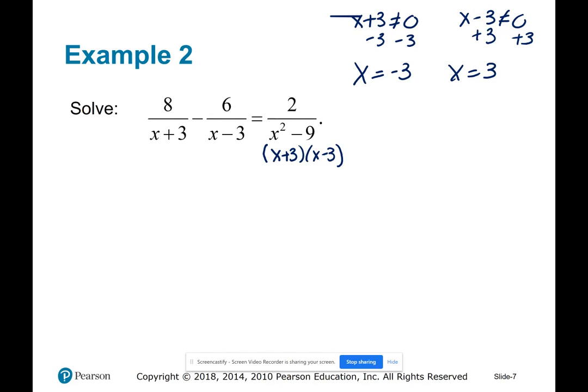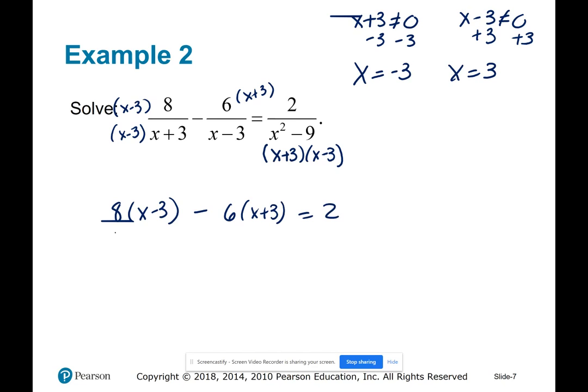Once I've done my restrictions, I'm going to make all the bottoms the same. So this first one needs an x minus 3. The second one needs the x plus 3. And then the last one has both of them already. So we get 8 times x minus 3, minus 6 times x plus 3, equals 2, and my bottoms are all x plus 3, x minus 3.